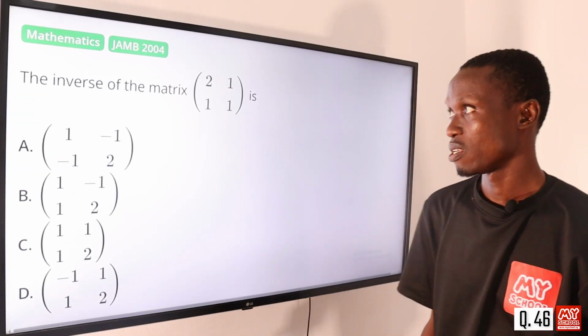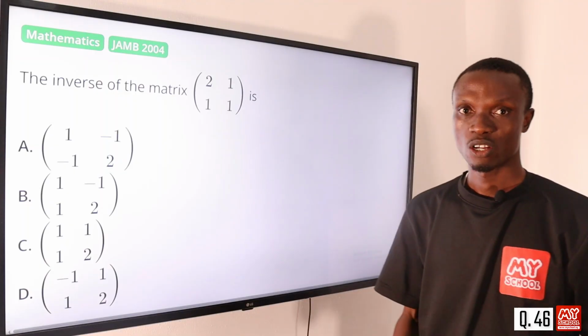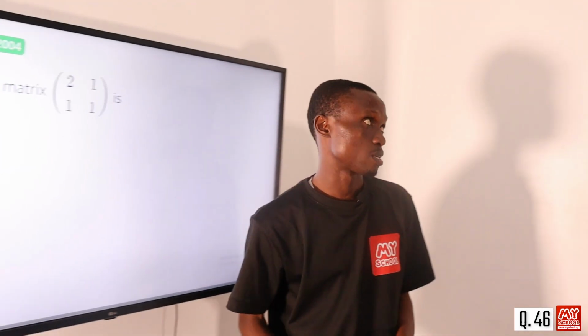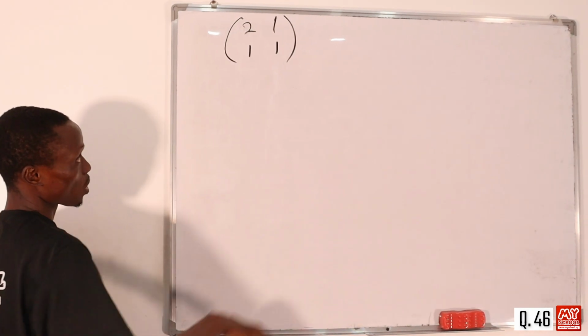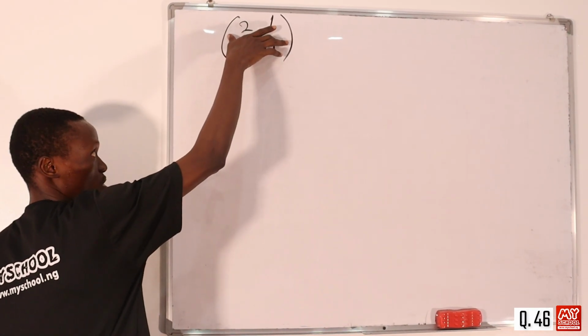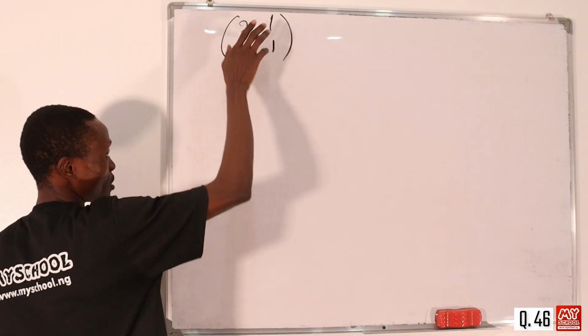Question 46. The inverse of the matrix 2, 1, 1, 1 is... So let's move over to the board to provide the answer to this question. First of all, the first thing is to calculate the determinant of this matrix, since this is a 2 by 2 matrix. So first of all, calculate the determinant.